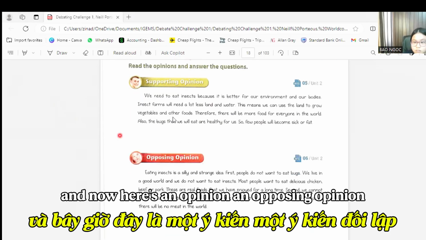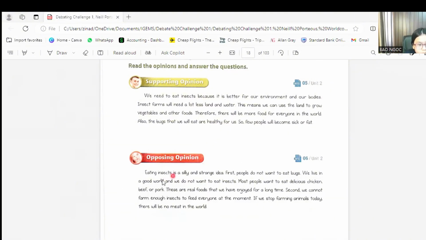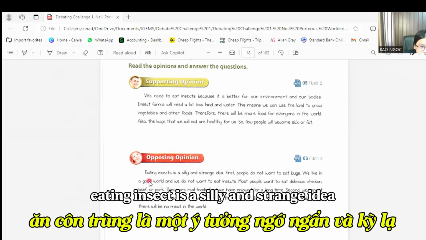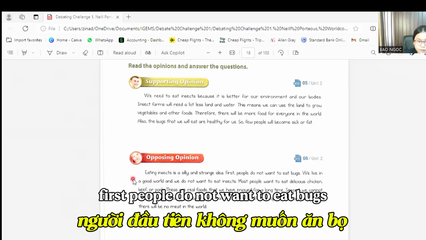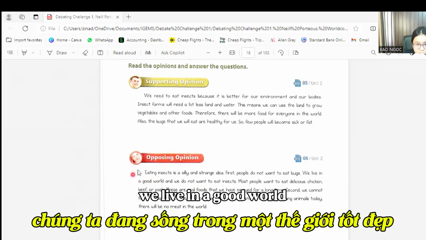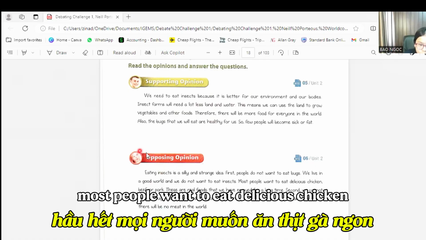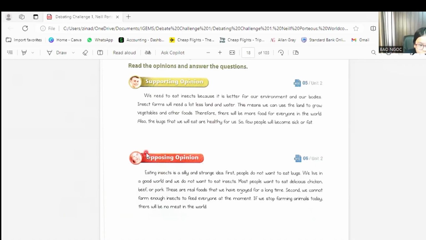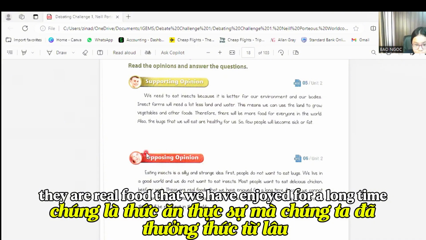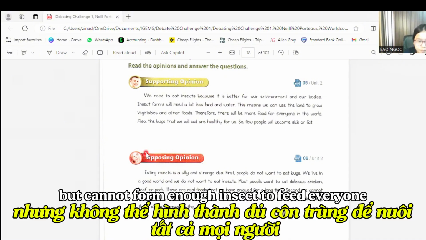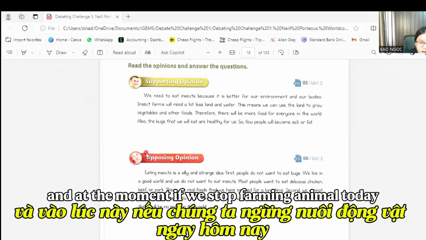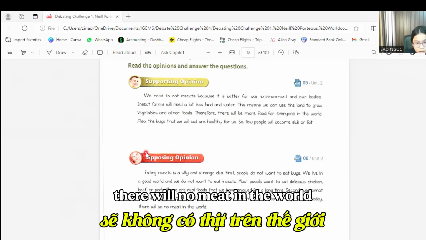All right. And now here's an opposing opinion. Please read that. Eating insects is a silly and strange idea. First, people do not want to eat bugs. We live in a good world and we do not want to eat insects. Most people want to eat delicious chicken, beef, or pork. They are real food that we have enjoyed for a long time. We cannot farm enough insects to feed everyone, and at the moment, if we stop farming animals today, there will be no meat in the world.